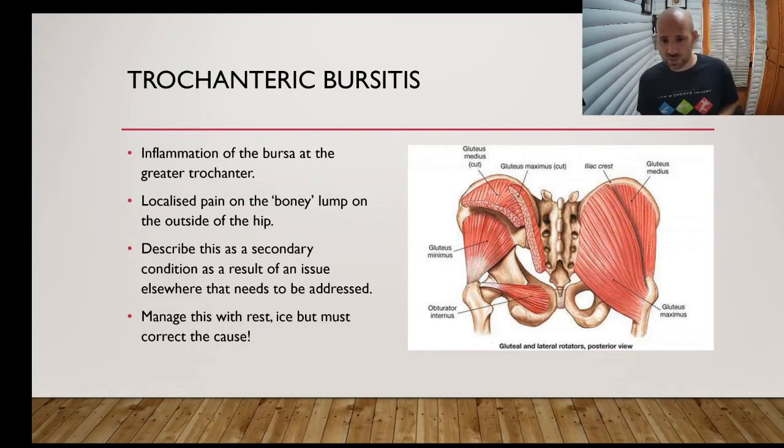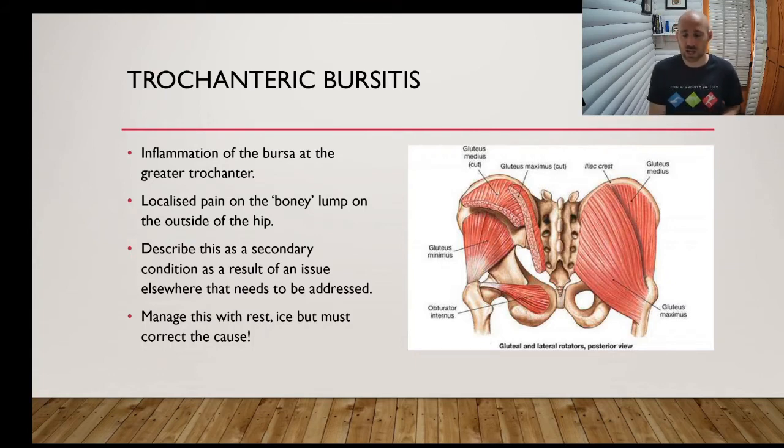So as you can see, you've got this greater trochanter out here, and we've got these muscles running out to it, and we'll have the bursa in here as well. So if these muscles become tight, they can cause a problem for the bursa. So yes, we need to treat the bursitis, but we need to understand the cause. And in the case of trochanteric bursitis, my go-to point usually would be the glutes.